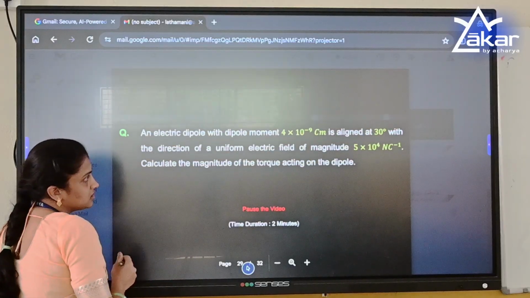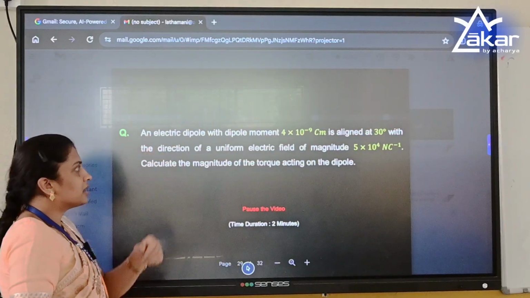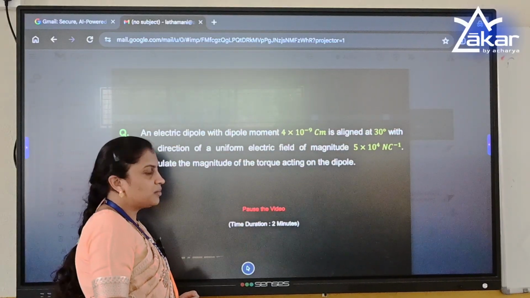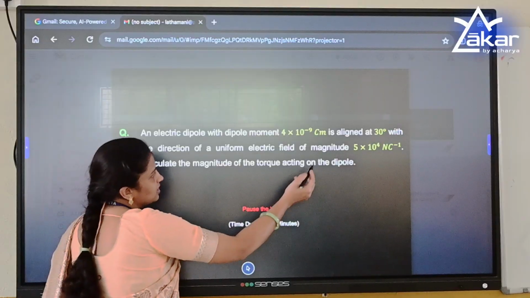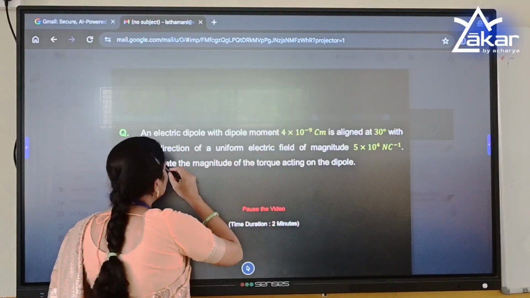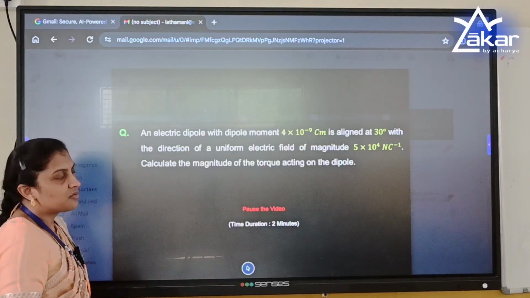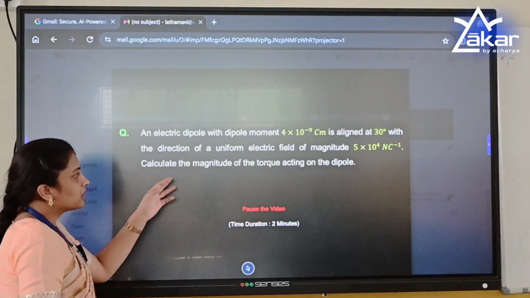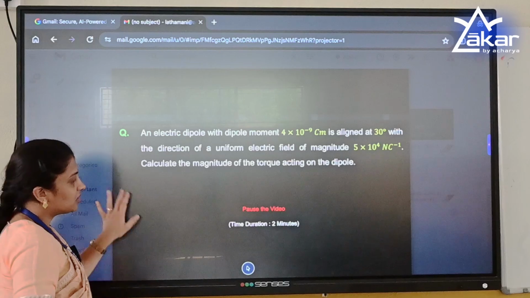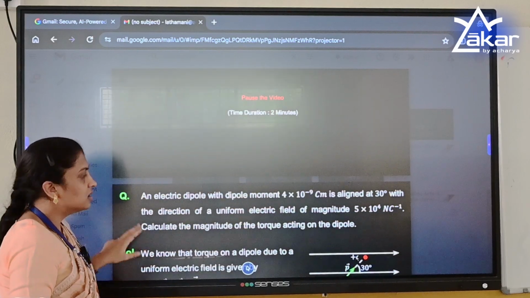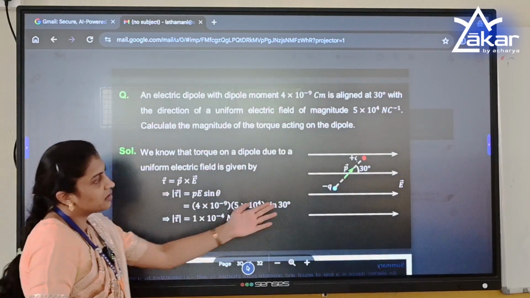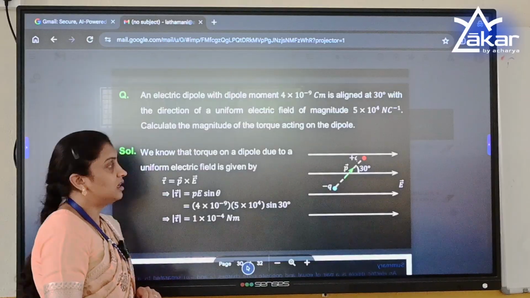Now we can see some problems. An electric dipole with dipole moment 4 into 10 power minus 9 coulomb meter is aligned at 30 degrees with the direction of a uniform electric field of magnitude 5 into 10 power 4 newton per coulomb. Calculate the magnitude of the torque. What is the formula? pE sin theta. Here they have given theta, that is 30 degrees.